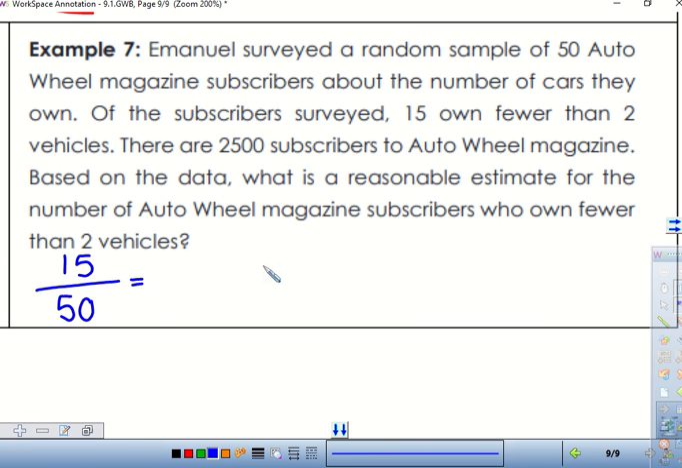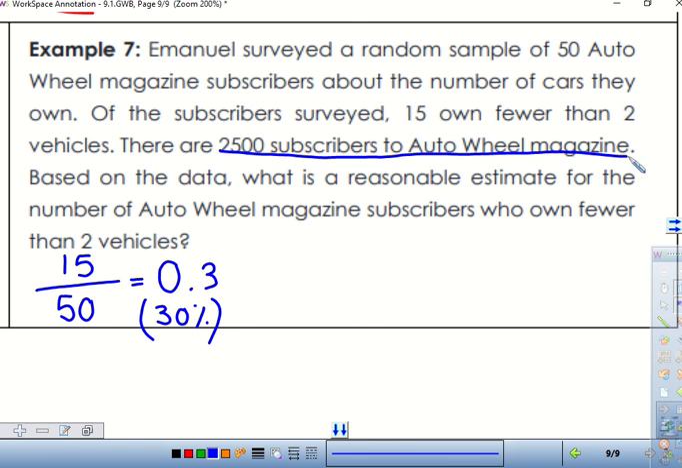No, we're talking about people who did own fewer than 2. If you were talking about people who owned more than, then you'd be right. But it's more simple than that. So this is 0.3, or 30%. And how can we apply this to the larger population? Good. We can take the larger number of people who subscribe, multiply that by the decimal, and figure out about how many of them probably own fewer than 2. So I think it's 750.